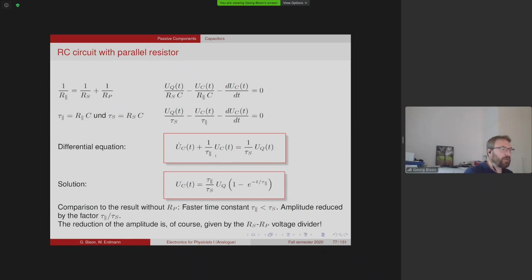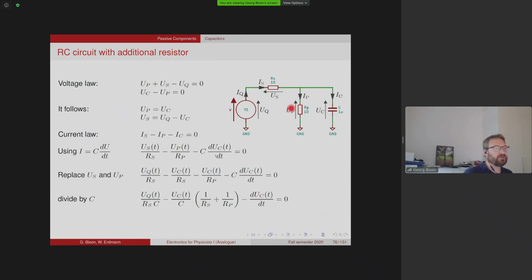And if we have a look back here, it's clear that there's a reduced amplitude because these two resistors build a voltage divider. In this example here, I've taken 10 ohms for each resistor. So we have a 1-to-2 voltage divider. The voltage at this point in steady state, when there's no current flowing through the capacitor, is just half the source voltage. And for that reason, the capacitor cannot be charged to a voltage larger than that.